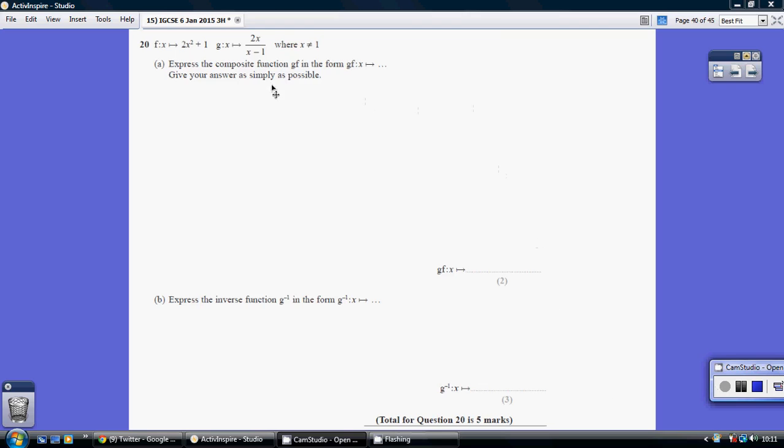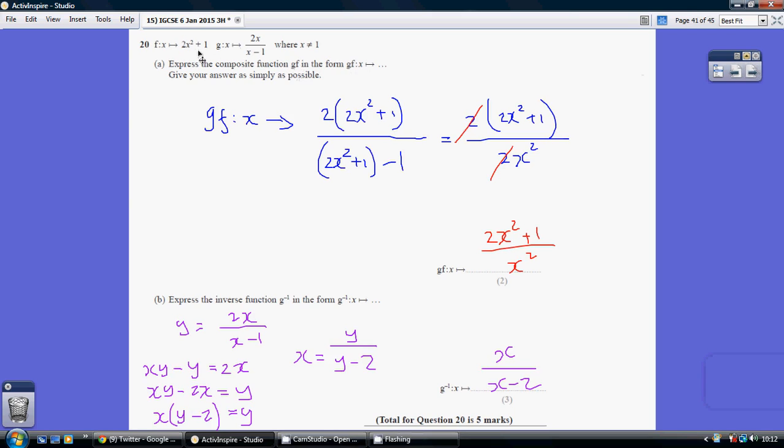Question 20. Express the composite function gf in the form gf of x. So basically we take f and we substitute that into g. So we take f here and we substitute that into g. So wherever we see an x, we substitute in 2x squared plus 1.